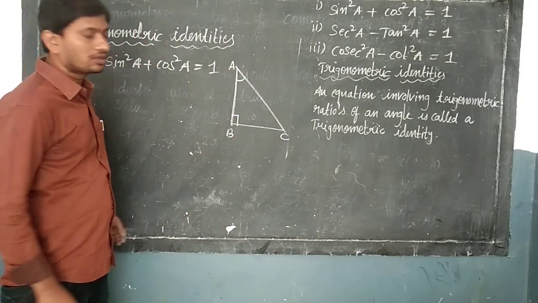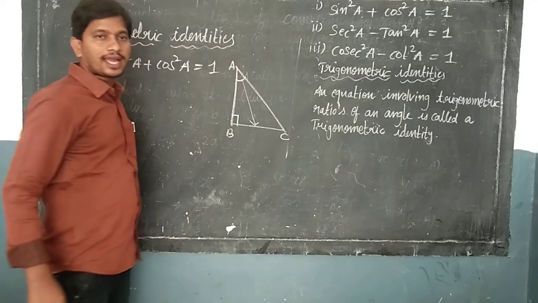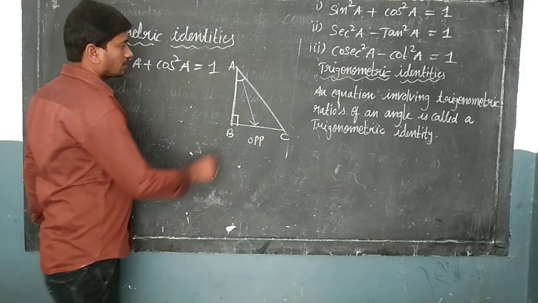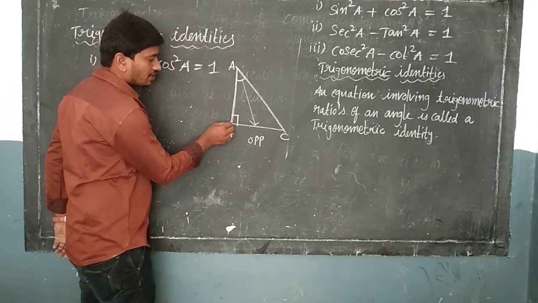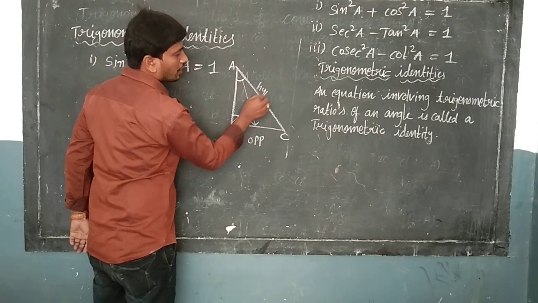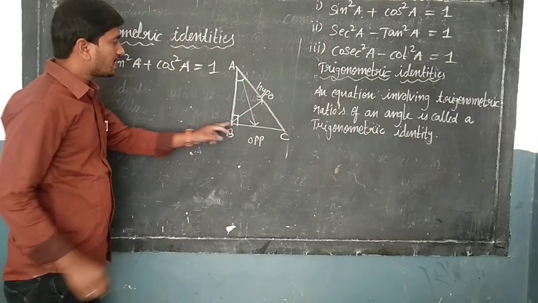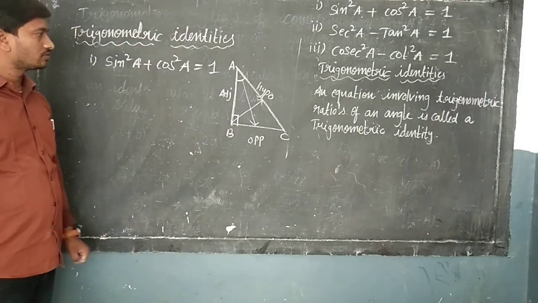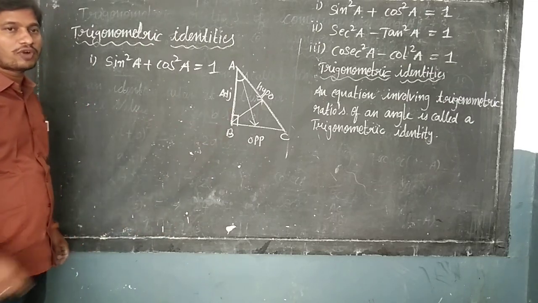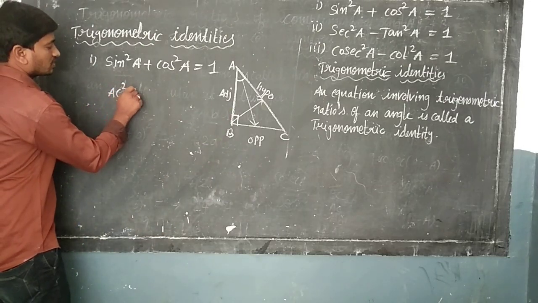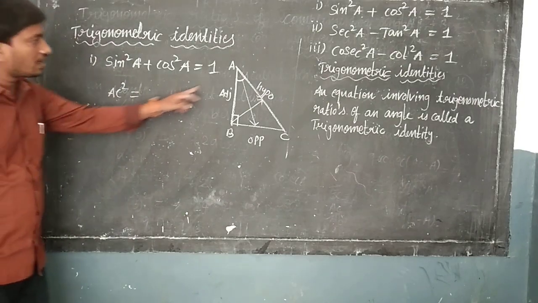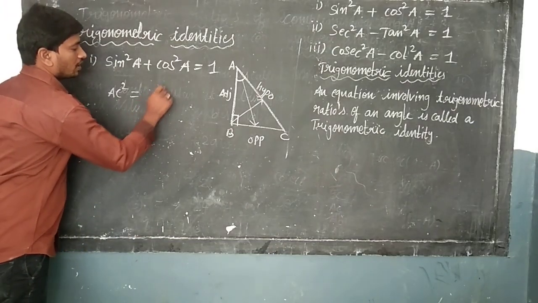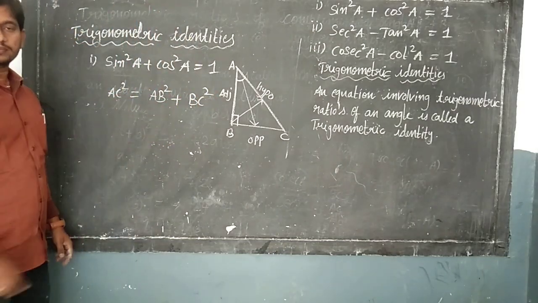With respect to A, the side which is opposite to the angle is called the opposite side. BC is the opposite side, AC is the side opposite to the right angle, which is called the hypotenuse, and AB is the adjacent side. According to the Pythagoras theorem, square of hypotenuse, AC square equal to AB square plus BC square.